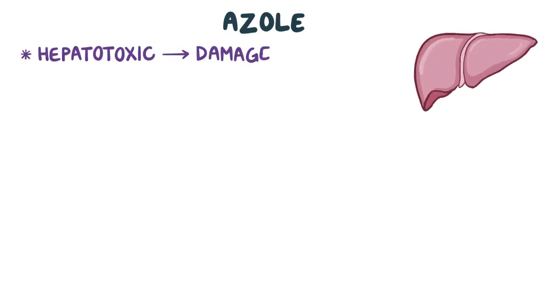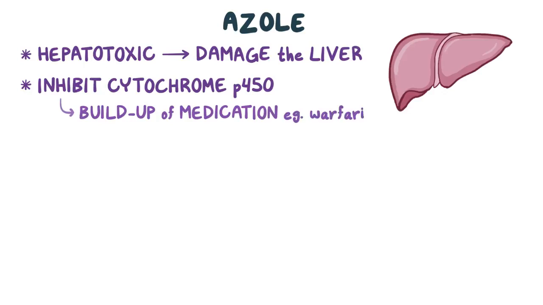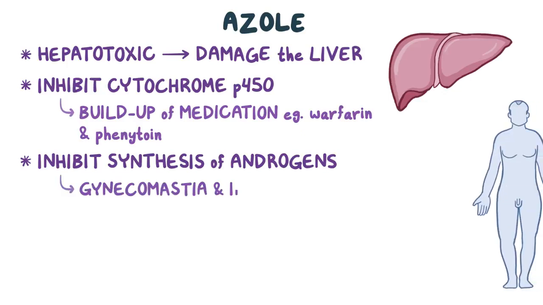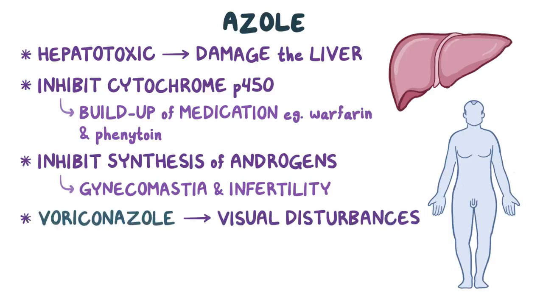If used to treat systemic infections, the azoles are hepatotoxic, meaning they damage the liver. They also inhibit cytochrome P450, which leads to the buildup of medications like warfarin and phenytoin, which are metabolized by these enzymes. These medications, particularly ketoconazole, also inhibit the synthesis of androgens in the adrenal gland and testes, leading to gynecomastia and infertility. Finally, voriconazole can cause visual disturbances in rare cases.